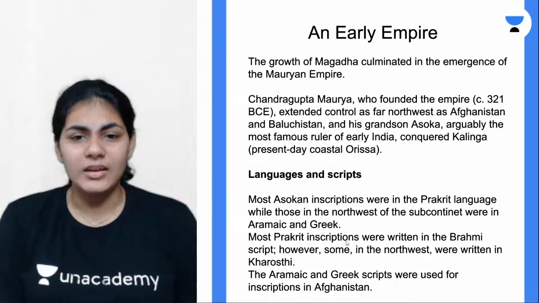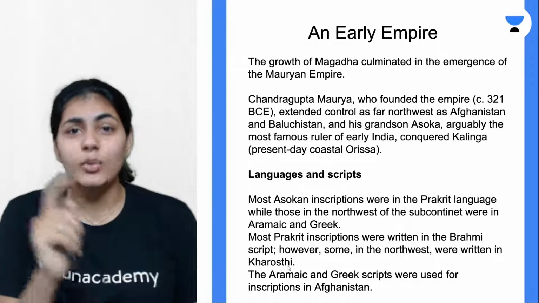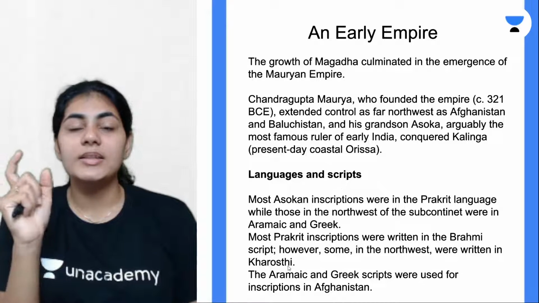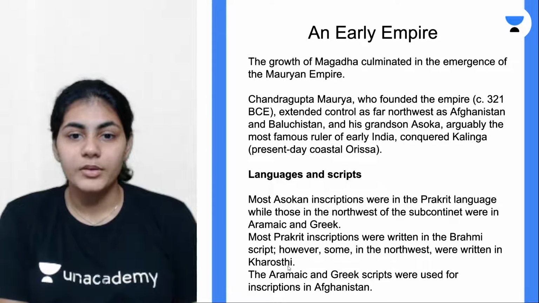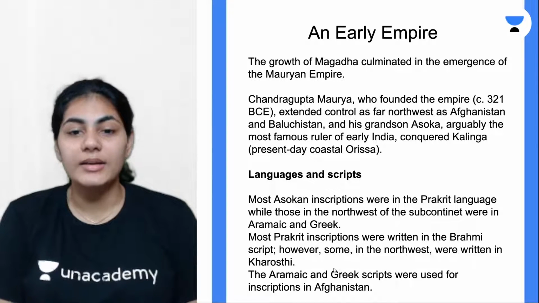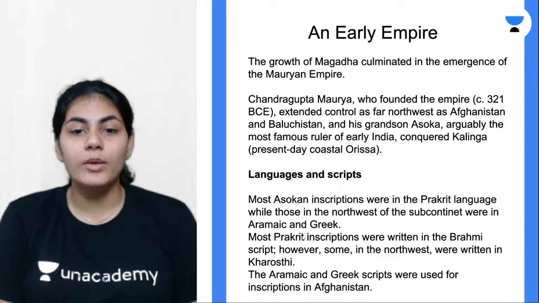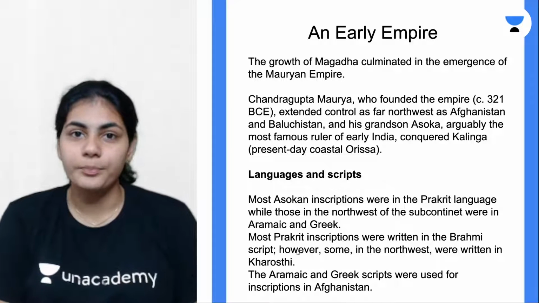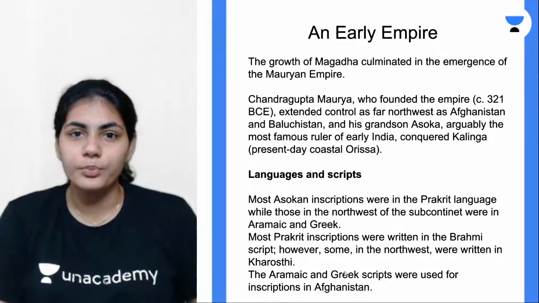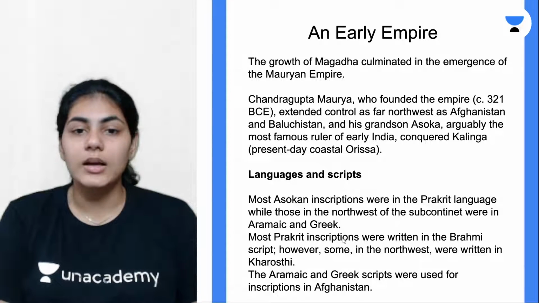These Prakrit inscriptions were mostly written in the Brahmi script. There's a lot of difference between language and script. The inscriptions were written in the Prakrit language, but the script used was Brahmi. You can write Prakrit in Brahmi script, but you can't write Greek and Aramaic in Brahmi. So Greek and Aramaic were written in the Kharoshthi script in northwestern India. Aramaic and Greek scripts were mainly used in Afghanistan, as I was telling you. So that's languages and scripts.